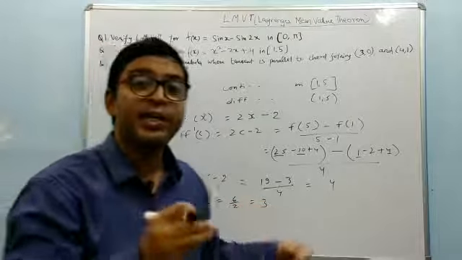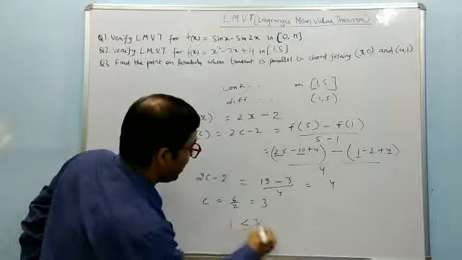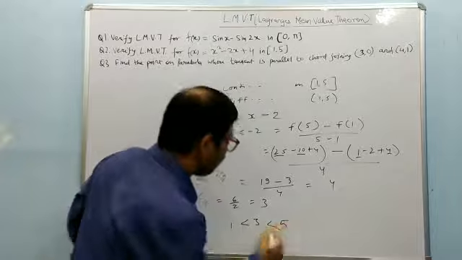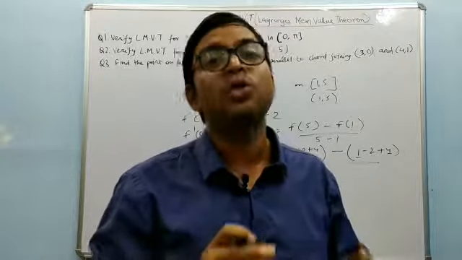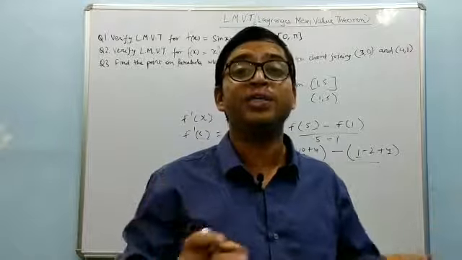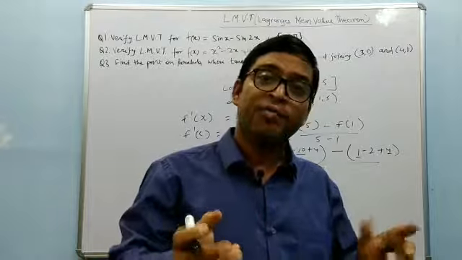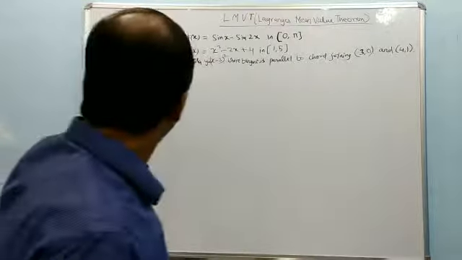And see that c is between 1 and 5. So we can say that c is lying between a and b. So LMVT is verified here, and we got the value of c for the LMVT here. Now see question number 3.